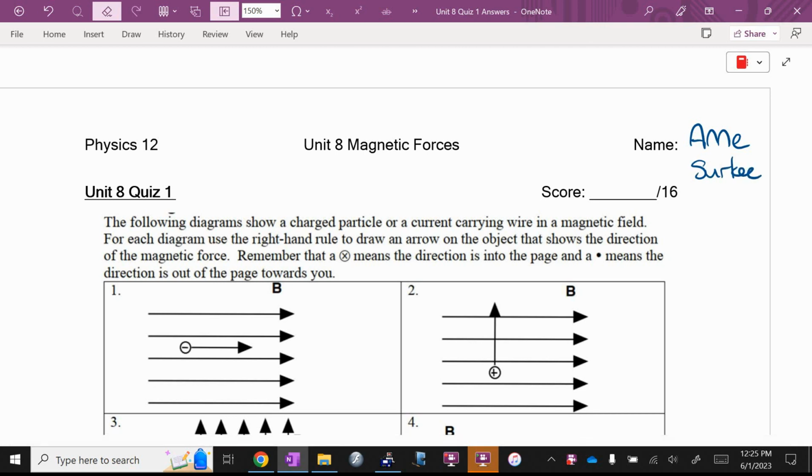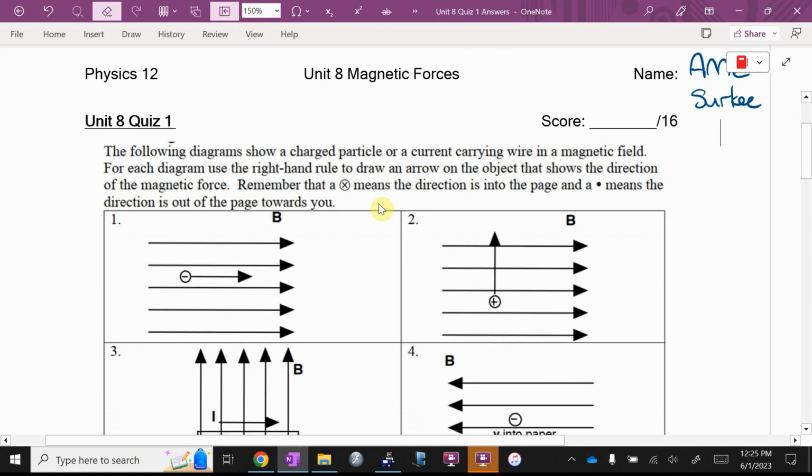I'm sensing some students are still wrestling with this. I'm going to go very slowly, especially because some of you were away. So the following diagram shows a charged particle or a current carrying wire in an external magnetic field. That means it's going to be the hi-fi hitchhiker right-hand rule version, or you can use the three-finger one. For the diagram, use the right-hand rule to draw an arrow on the object that shows the direction of the magnetic force.